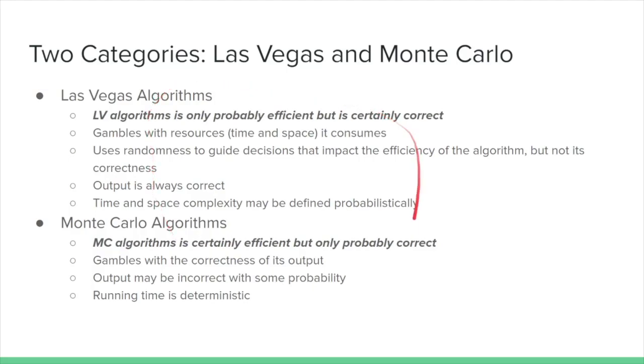So the main difference between Las Vegas and Monte Carlo algorithms again is that Las Vegas, their efficiency will vary or depend probabilistically, and their output is always correct. And then Monte Carlo is the opposite, where their efficiency is certainly better compared to other algorithms, but their output may be incorrect or might not be the most optimal.